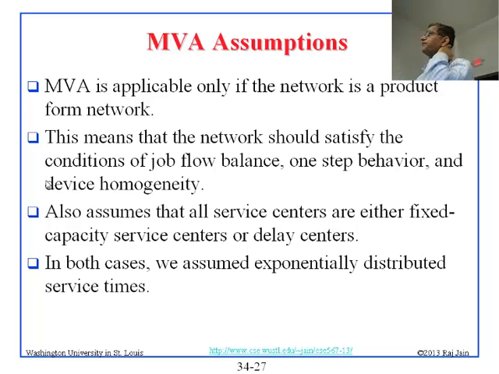Let's just finish this. So, MVA assumptions. MVA is applicable only if the network is a product form network. This means the network should satisfy the conditions of job flow balance, one-step behavior, and device homogeneity. There are 3 assumptions. Job flow balance means nobody is killed. One-step behavior means one at a time. So that is what you were asking: what if somebody could do 2 things at the same time?